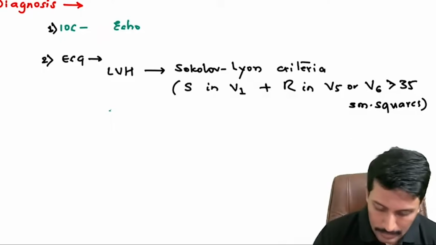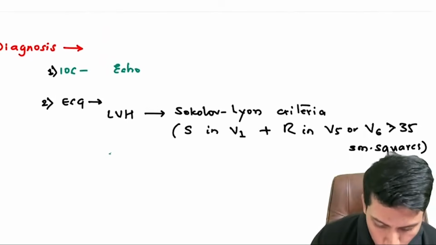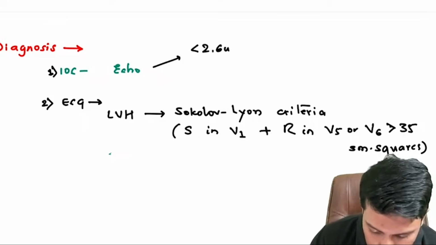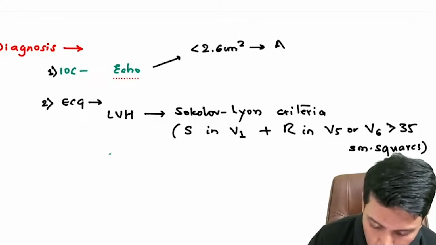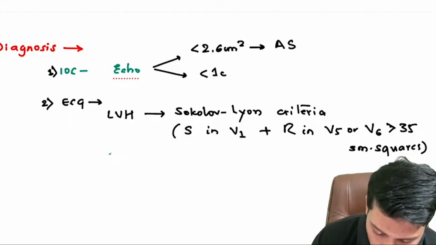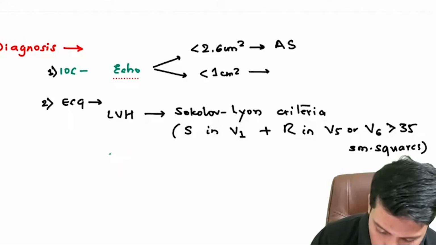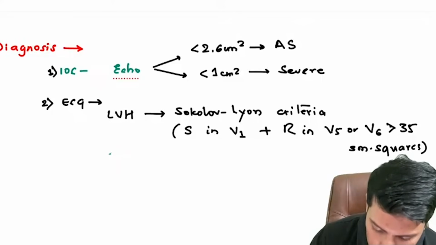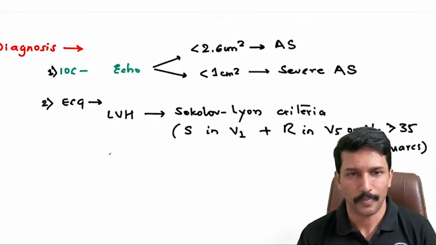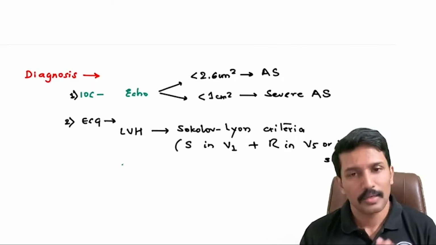Now in echo, 2 points I want you to write. If the valve opening is less than 2.6 centimeter square, where normal, as I have already told you, is 3 to 4 centimeter square, we will call it aortic stenosis. And if the opening is less than 1 centimeter square, we will call it severe aortic stenosis. Okay, now the diagnosis is done.